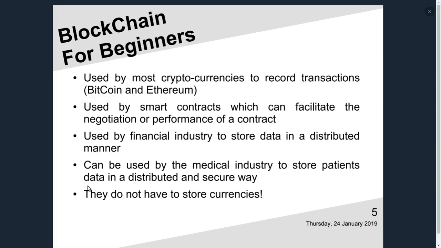Blockchains are used by most cryptocurrencies to record transactions. They're used by smart contracts, and that's a big one. They're used by the financial industry to store data in a distributed manner, and can be used by the medical industry to store patients' data in a distributed and secure way, which means that blockchains do not have to store currency. You can build any sort of blockchain.